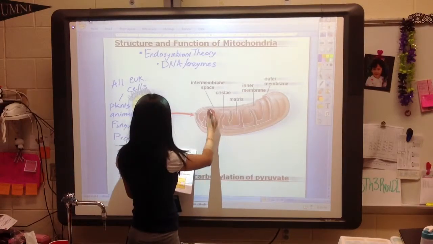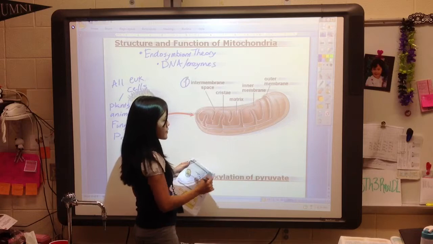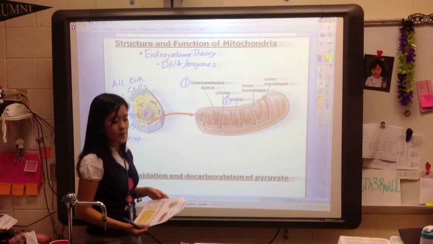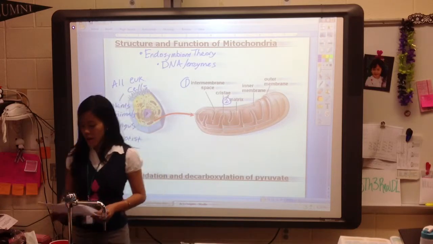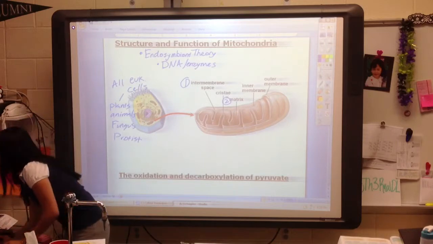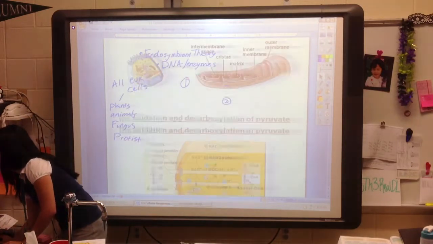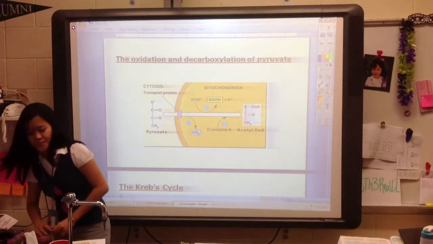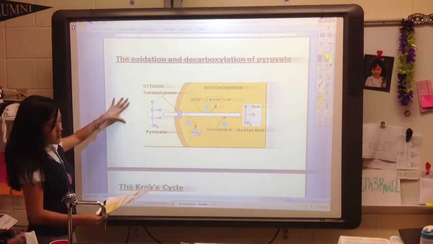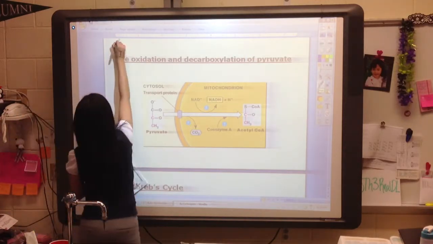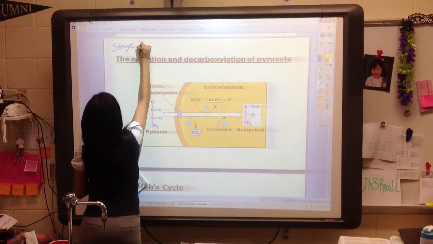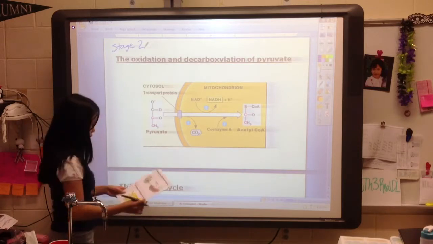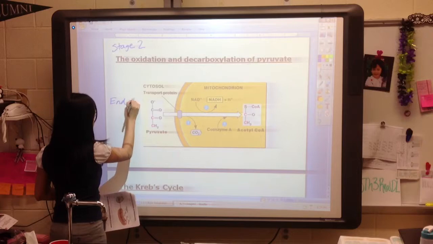And with our mitochondria, we do need to pay attention to the intermembrane space and the matrix. We will mention this later on, so it is important that you know where those processes occur. So moving on, we have the oxidation and decarboxylation of pyruvate. Basically, this is step 2, so this is stage 2 of respiration. What's happening here is this is our pyruvate, and remember that this is what's produced at the end of glycolysis.